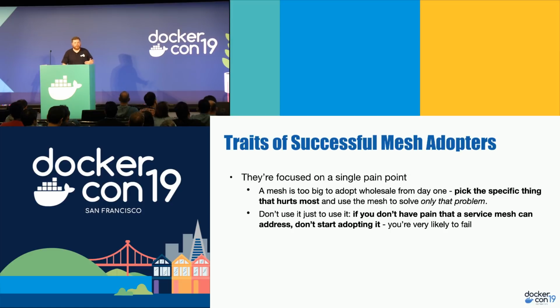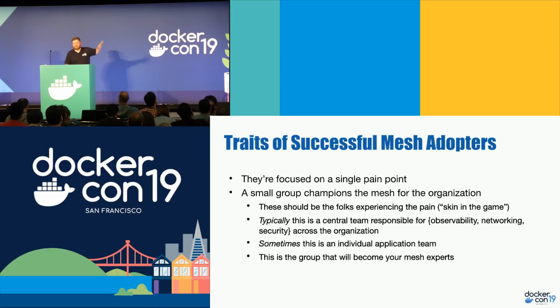By the same token, encryption in transit is a common one. By the same token, resiliency is a very common reason. Don't just adopt a mesh because it's a cool thing. Don't adopt any technology because it's a cool thing. Adopt the technology because it solves a specific pain point that you have today. If you don't, you're probably not going to successfully adopt whatever it is that you're trying to pick.